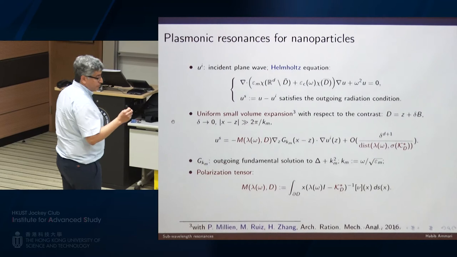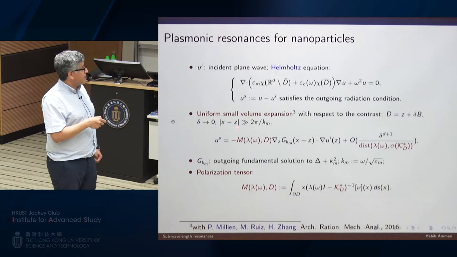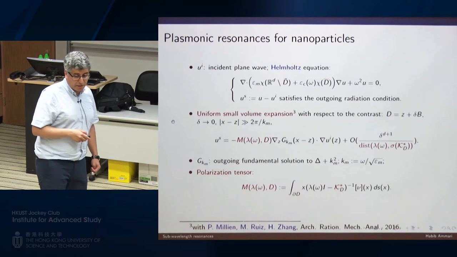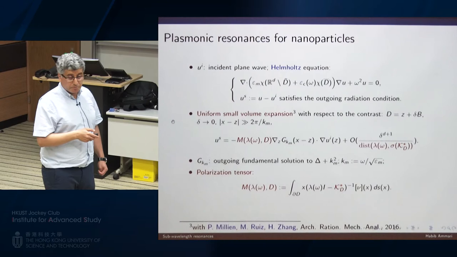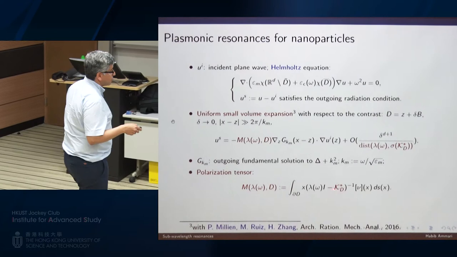We can prove that the scattered field has this dipolar form: the polarization tensor, or polarizability, times the gradient of the Green function at the location of the particle, times the gradient of the incident field at the location, plus some remainder. This remainder is of order volume over the distance times delta. And this polarization tensor is of order the volume over the distance, so the remainder is much smaller than this one. The polarization tensor is defined in terms of this K_D star by this formula. This is a very compact definition of this polarization tensor.